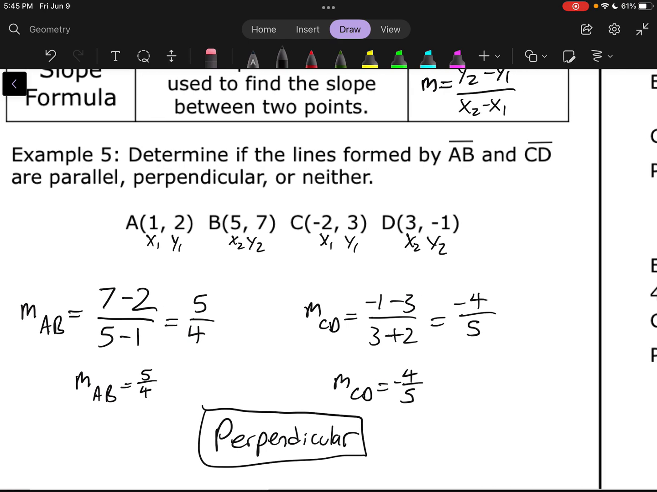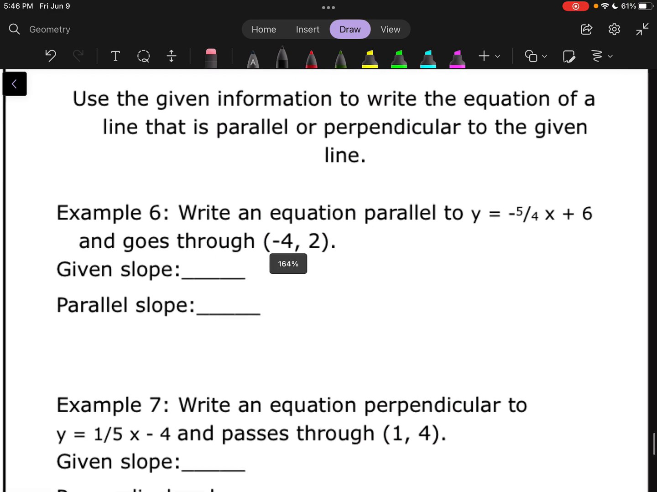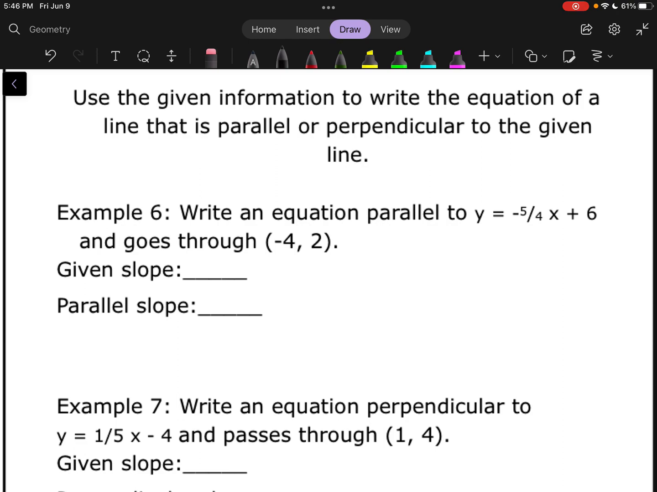Okay, so we know how slopes work. Now let's get into the writing of the equations. This says use the given information to write the equation of a line that is parallel or perpendicular to the given line. Okay, so example 6 says write an equation parallel to y equals negative 5 over 4x plus 6 and goes through the point negative 4, 2. Okay, so the original slope there is negative 5 over 4. And if we're going to be parallel, we need to also use a slope of negative 5 over 4 because parallel lines have the same slope.